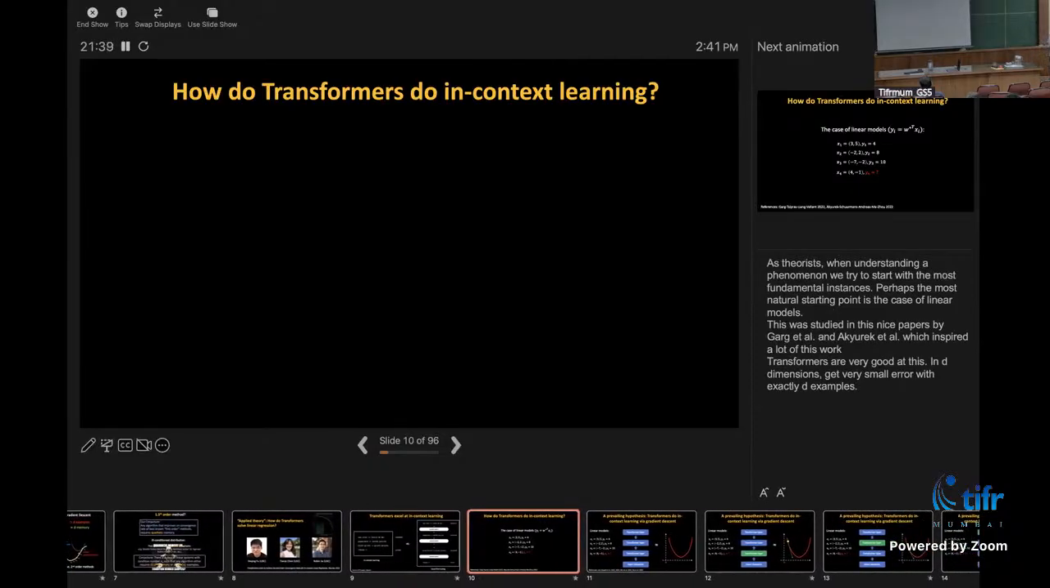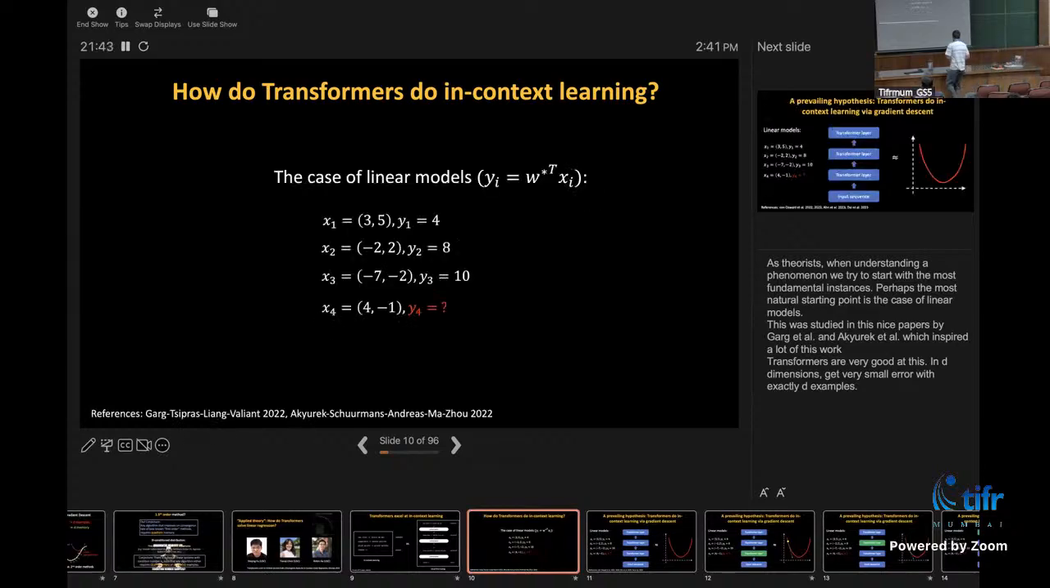And to do this, we'll start with the prototypical setting. Basically, we'll start with the most basic, fundamental setting that we could think of, which is the same one as we've been talking about earlier. So just the case of linear models. This setting is literally the same thing as I said earlier, so it should seem familiar.